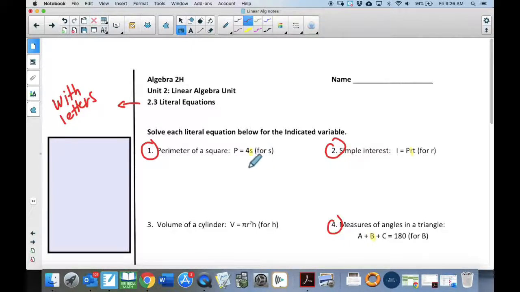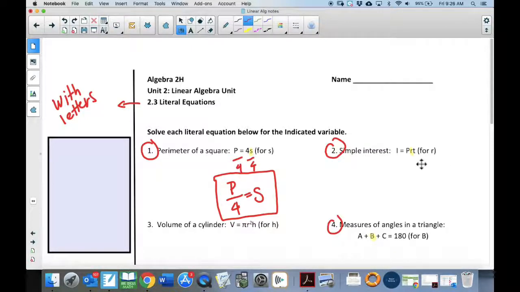Well, if I have 4 times S, then doesn't that mean I need to divide by 4? And so I leave my answer as P over 4 is equal to S, or S equals P over 4. In any case, I'm done with that problem. So that's the answer. Okay, let's look at a little bit more complicated one. It's not too much more complicated.